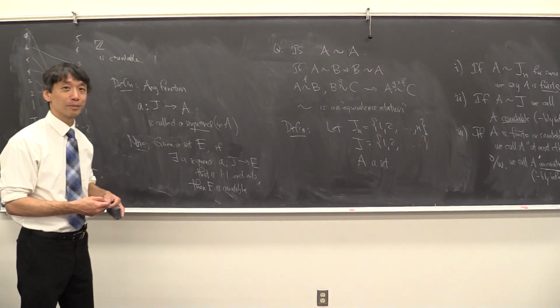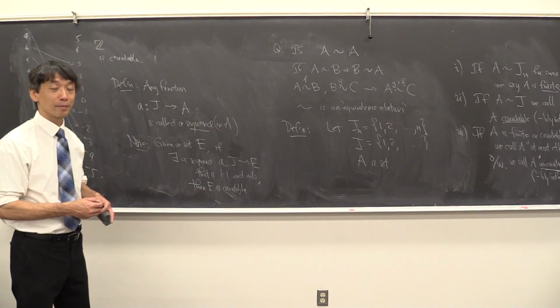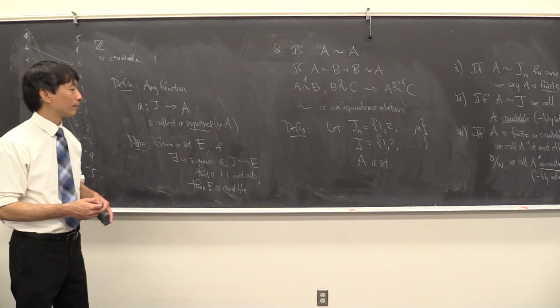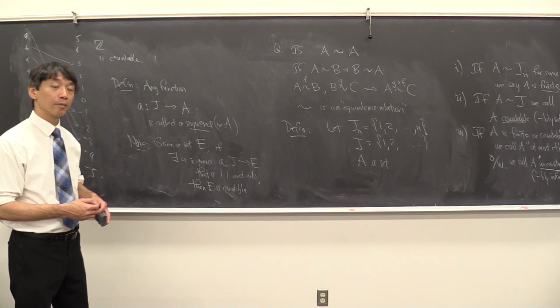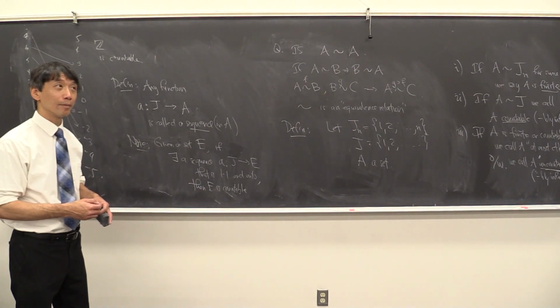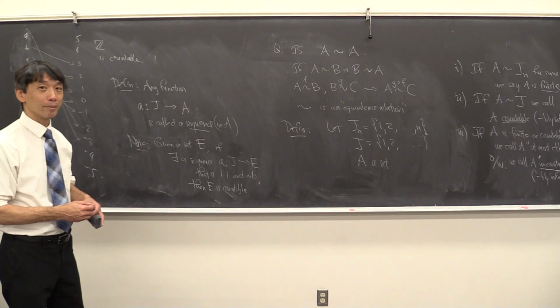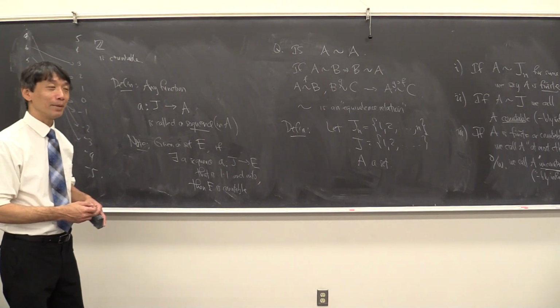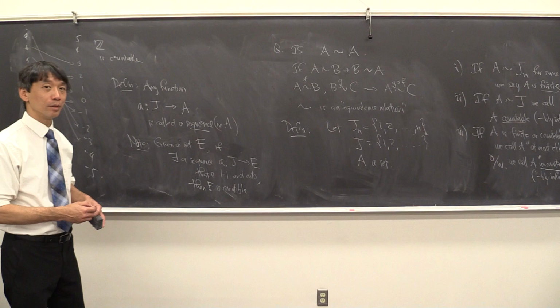Wait, so that means if the set on the left is equivalent to the set on the right, and you know the set on the right is either finite or countable, then you can conclude the set on the left is finite or countable. Yes. Yep.